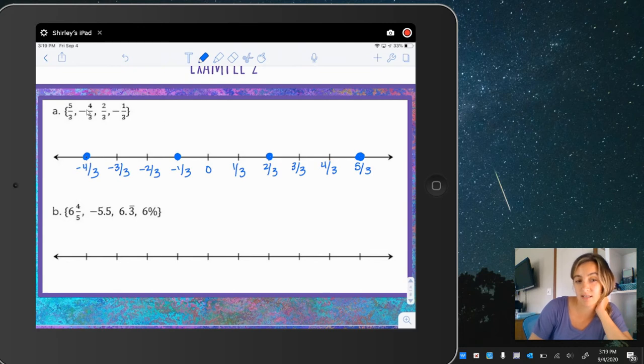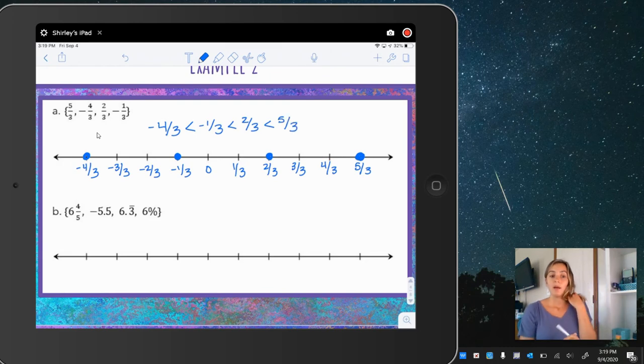So now, looking at my graph, I can put them in order from smallest to highest, because if you're just looking at this list, sometimes you might be getting confused with your negative numbers, especially if we're working with fractions. So what's my smallest number? -4/3 is smaller than -1/3, which is smaller than 2/3, which is smaller than 5/3.